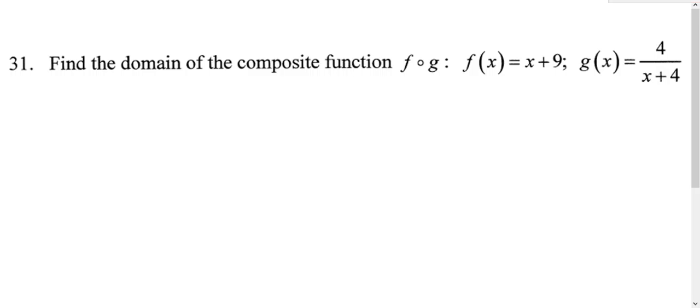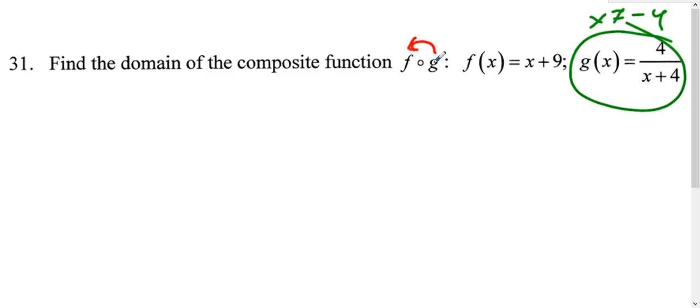Find the domain of the composite function f of g. So since it starts with g, you have to look at the domain of g. And in that, x is not allowed to equal -4 because then you'd be dividing by 0. And then you look at the composite, where you plug g into f. So g gets plugged in to f. So that'd be 4 over x plus 4, plus 9.